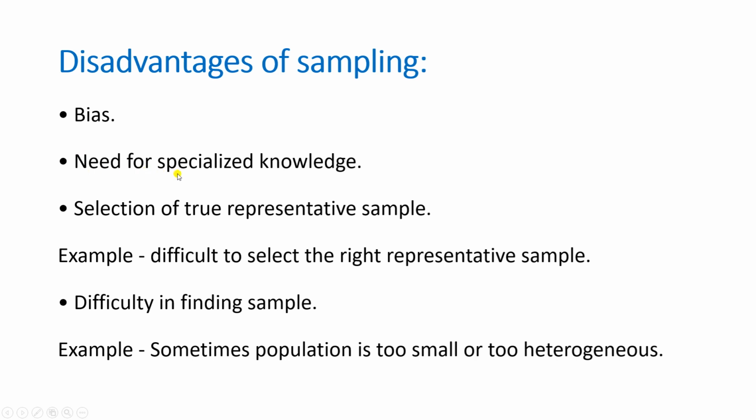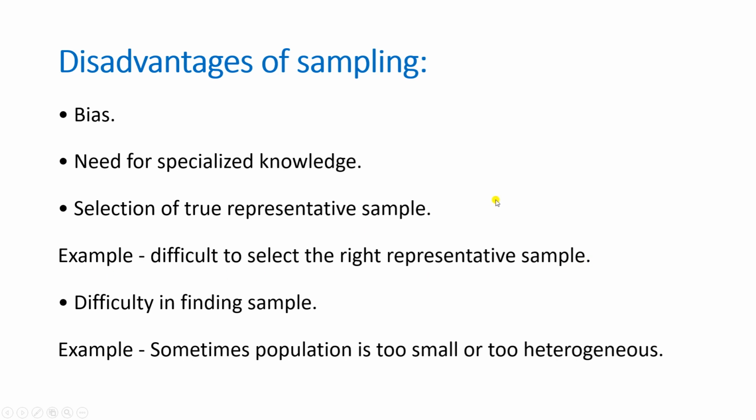Next is need of specialized knowledge. So a person selecting a sample should be aware of the different sampling methods, sampling techniques, how to take the samples, what sample size is required, that means how many samples are to be taken. So this specialized knowledge must be there. Selection of true representative sample. Alright, so this is very important. For example, it is difficult to select the right representative sample.